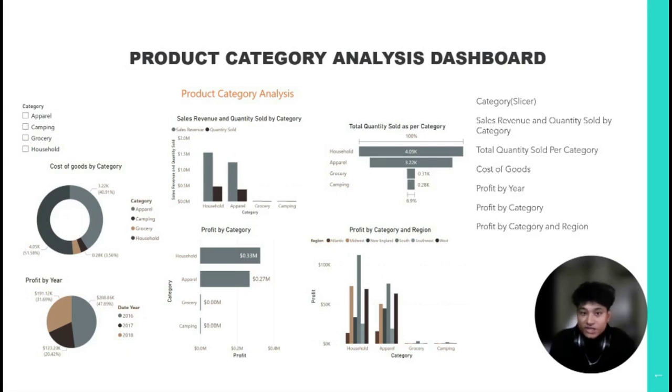In this dashboard, we explore the performance of 4 product categories that are household, apparel, grocery, and camping. We choose category as a slicer, and we have 6 different charts that are sales revenue and quantity sold by category, total quantity sold per category, cost of goods, profit by year, profit by category, and in the end, we have profit by category and reason.